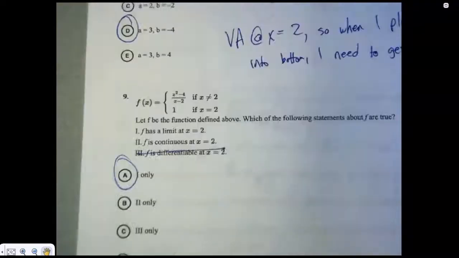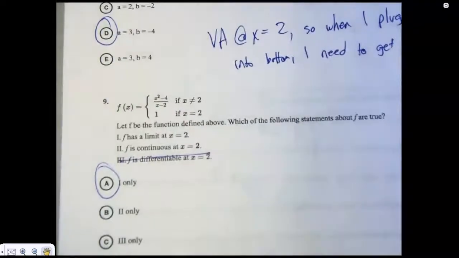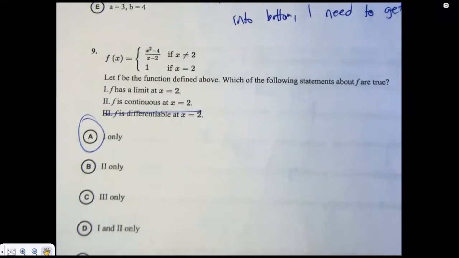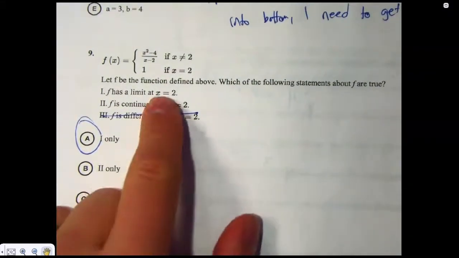Number 9. So again, you don't know differentiable. This one's not. I'm going to really do my best to not put these on the test, but sometimes it's just tricky.